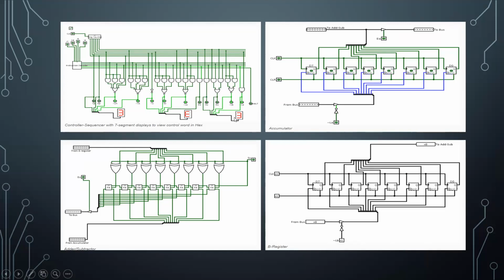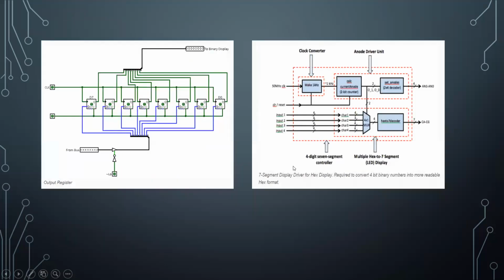This is the accumulator, the adder-subtractor, B register, and output register. The 7 segment display driver for hex display converts the binary into a more readable hex format.